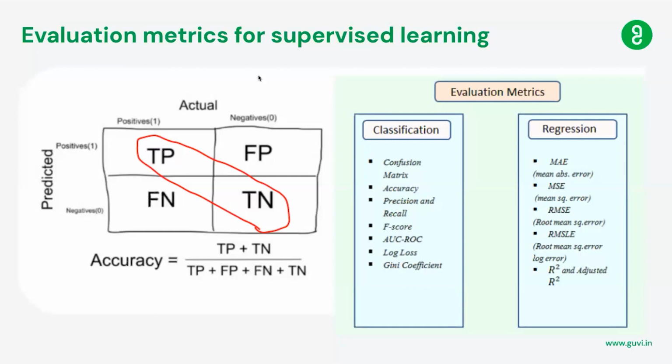F1 score is just a harmonic mean of precision and recall. AUC, ROC, we'll look into the next slide. We'll see how AUC, ROC is calculated. And Gini coefficient and log loss are something which are calculated specifically for decision tree kind of problems. So this is for the classification task, right? Now for regression tasks, similarly, you compute mean absolute error and mean square error, and then try different variations of these mean square error.